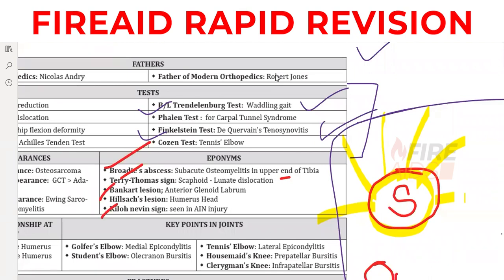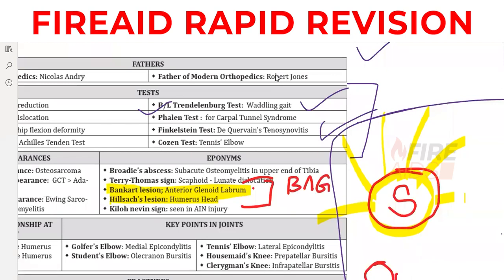Kiloh-Nevin sign in anterior interosseous nerve injury. In this point, I want you to focus more and more on Bankart lesion, which is anterior glenoid labrum, and Hill-Sachs lesion, which is humerus head, because all 5 points are important, but these are the most highly repeated among them. Bankart, anterior glenoid. You can remember it with the name BAG.